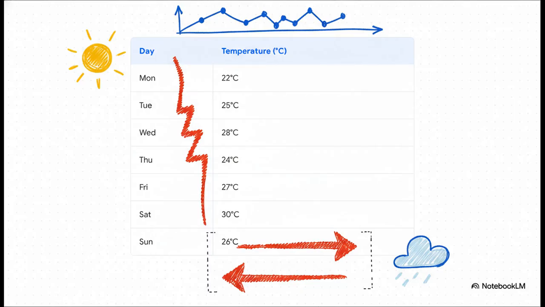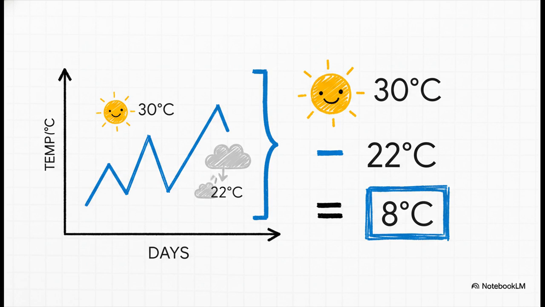Let's use a really easy example to see this in action. Here are the daily high temperatures for a random week. You can see they kind of bounce around a bit, but by how much exactly? Well, the range can tell us in a snap. So we just grab the highest temperature, which was 30 degrees, and subtract the lowest, 22 degrees. And there you go. The range is 8 degrees. So this tells us that across the whole week, the temperature swung by a total of 8 degrees from the coolest day to the warmest.